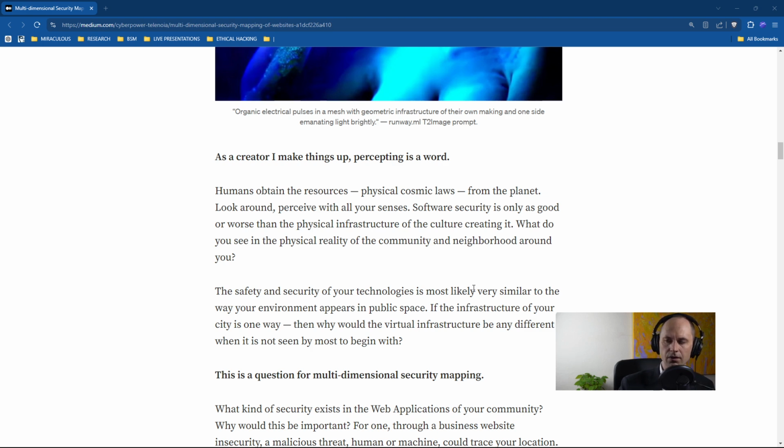What do you see in the physical reality of the community and neighborhood around you? The safety and security of your technologies is most likely very similar to the way your environment appears in public space. If the infrastructure of your city is one way, then why would the virtual infrastructure be any different when it is not seen by most to begin with? This is a question for multidimensional security mapping. What kind of security exists in the web applications of your community? Why would this be important?